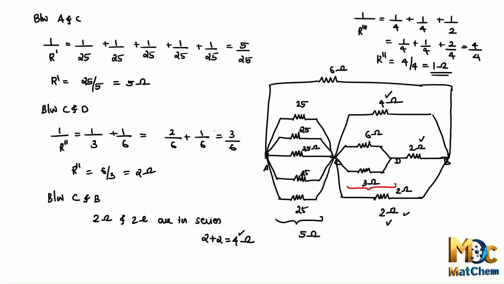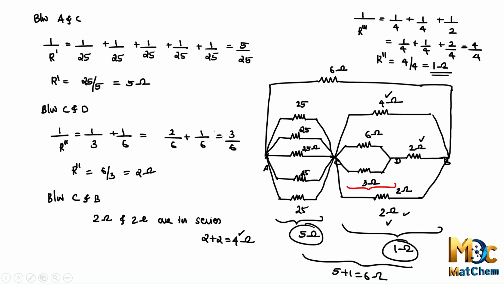Done. So between A and C, the net resistance is 5 ohm. Between C and B, the net resistance is 1 ohm. This 5 ohm resistance and this 1 ohm resistance are in series to each other. So since they are in series, the net resistance will become 5 plus 1, that is equal to 6 ohms.